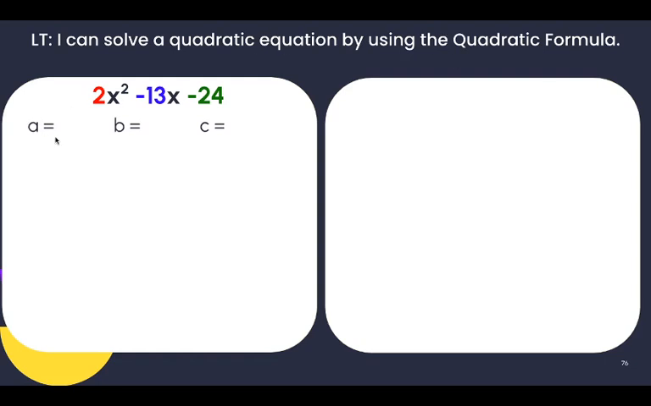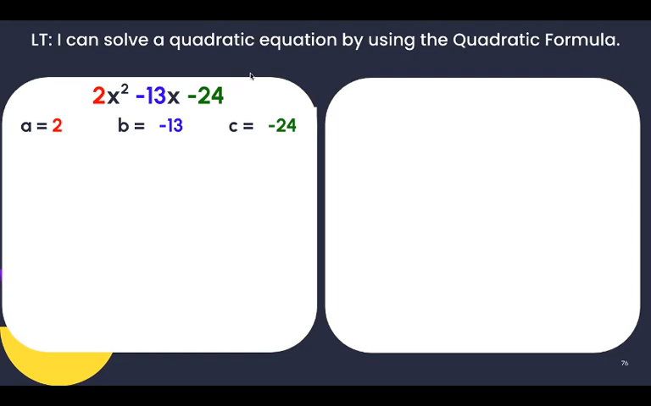A is going to be the number, the coefficient in front of the x squared. So here we have 2x squared minus 13x minus 24. A is going to be 2. B is going to be the number, the coefficient in front of the x. Here we have negative 13. And C is going to be our constant, negative 24. A, B, and C should just be numbers. There's no letters. We're not using x's here at all.